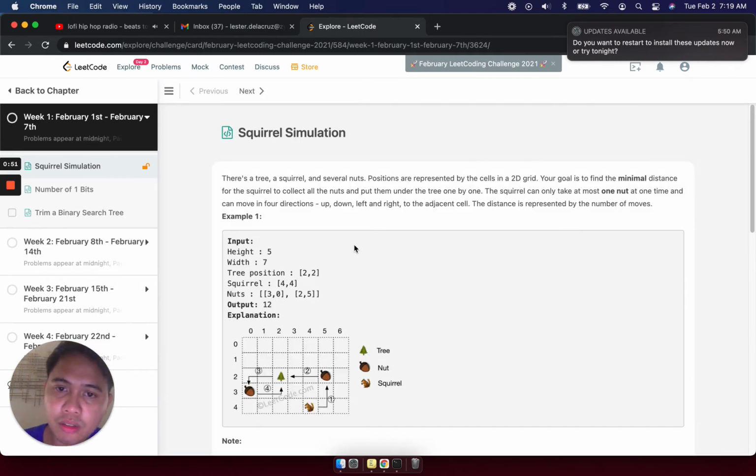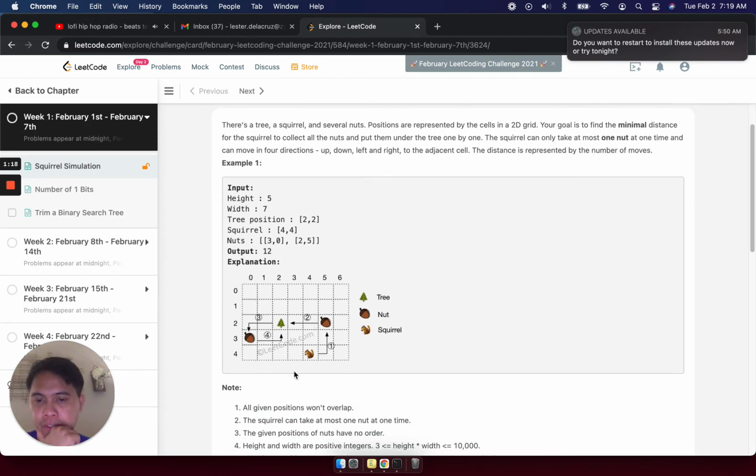There's a tree, a squirrel, and several nuts. Positions are represented by the cells in a 2D grid. Your goal is to find the minimal distance for the squirrel to collect all the nuts and put them under a tree one by one. The squirrel can only take at most one nut at a time and can move in 4 directions: up, down, left, right, to the adjacent cells. The distance is represented by the number of moves. So the minimum distance here is 1, 2, 3, 1, 2, 3, 6, 3, 3, that's 12. So that's why the answer is 12.